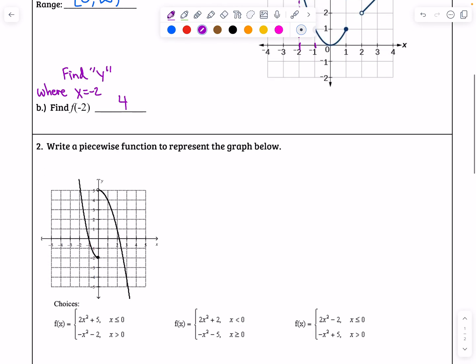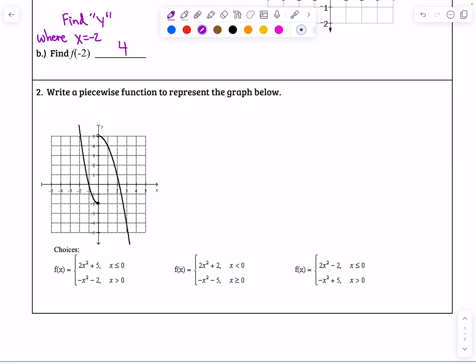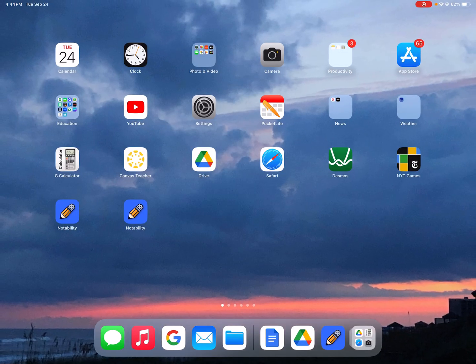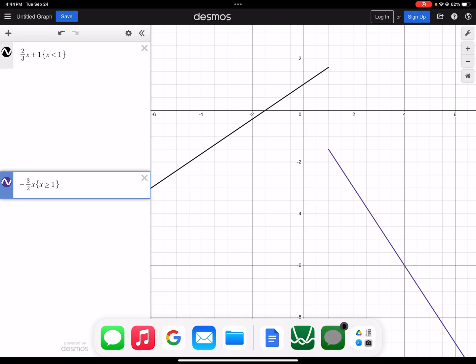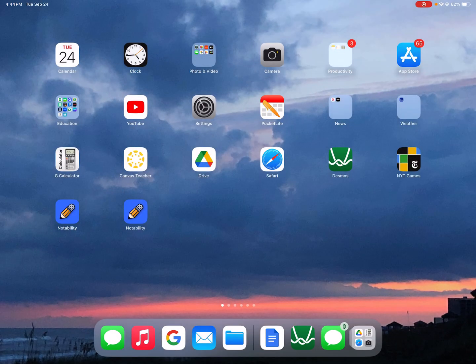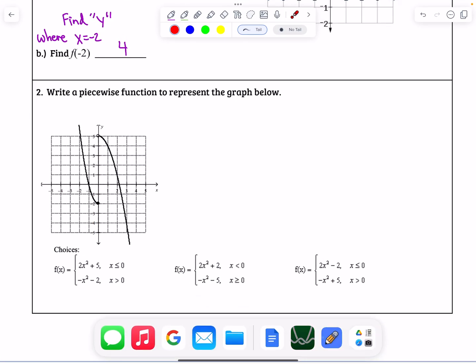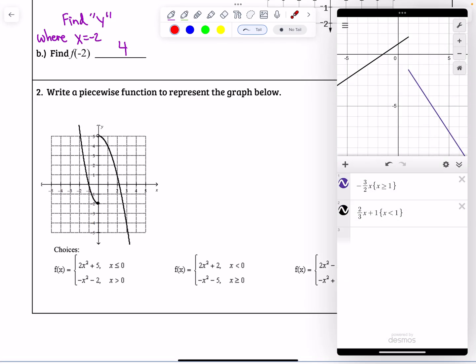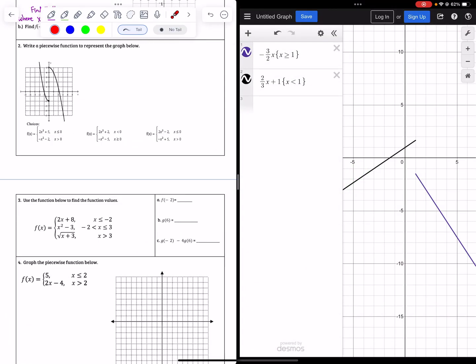Number 2 says to write a piecewise function to represent the graph below. A couple things we can notice is that they have different symbols. So we can either look at this part to eliminate something, or we can also just use Desmos to type them in and pick out the right one. So let me bring up Desmos. I just want to use Desmos to check and see which one would be the best fit.